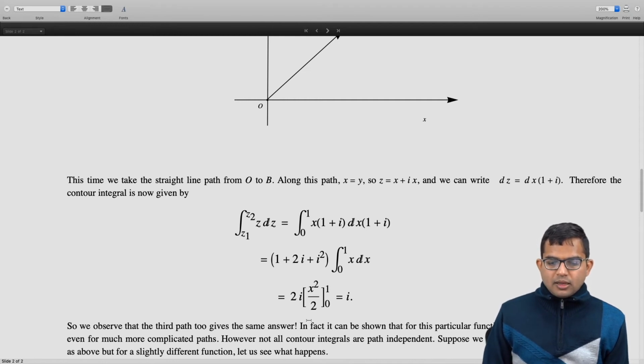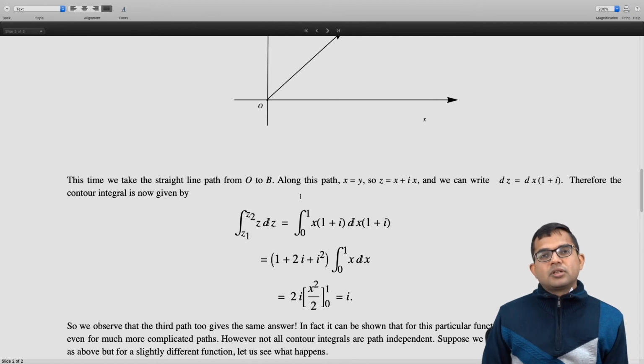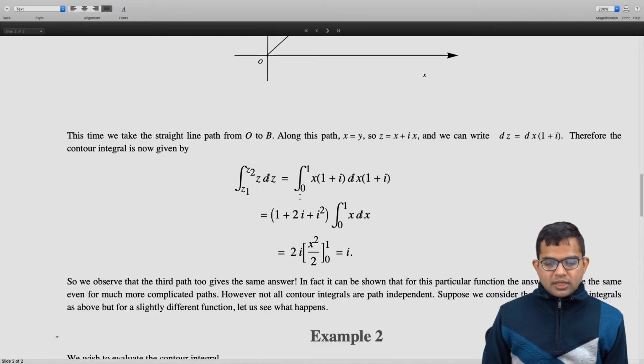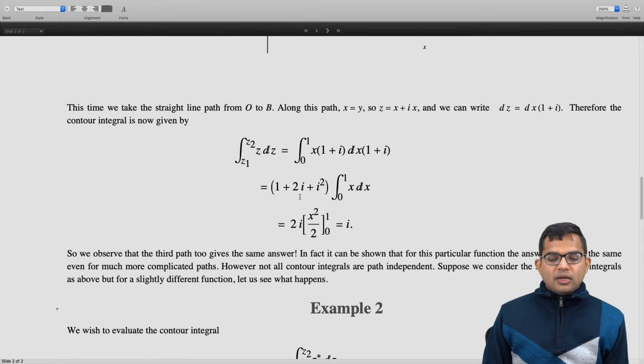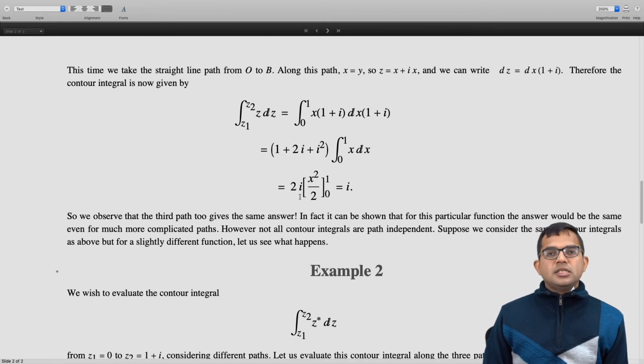But let's try and carry out the same type of example but for a slightly different integrand. Suppose that's the content of example 2. Suppose instead of integrating z dz, suppose we were to do this integral of z star dz and go from z1 to z2, but along these three different paths. Now let's see what happens.